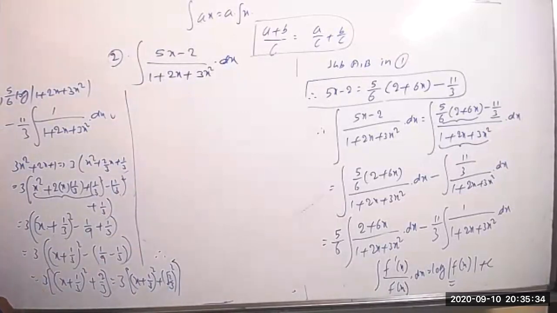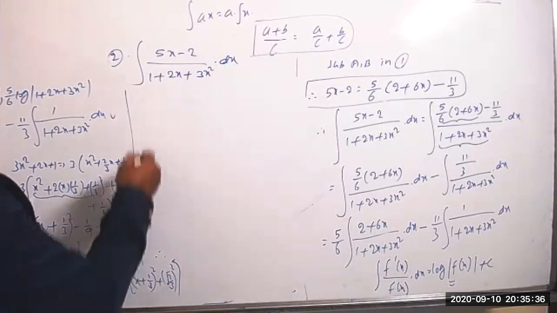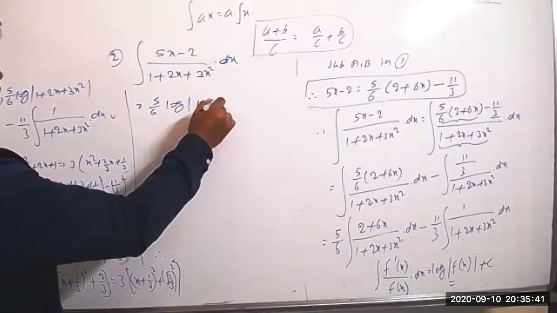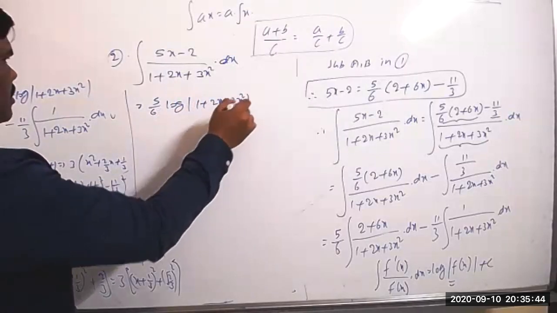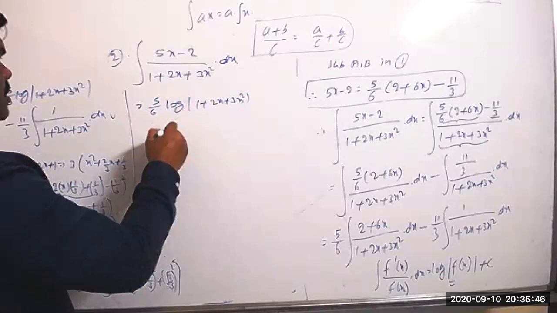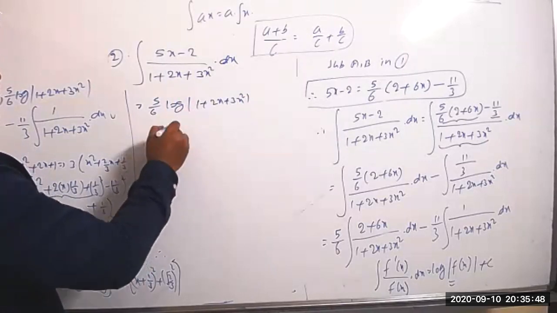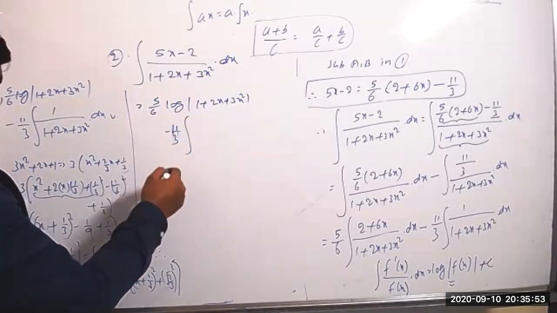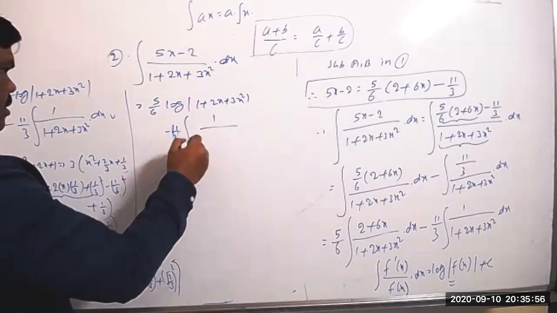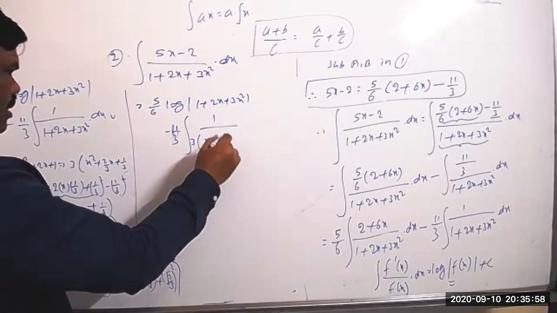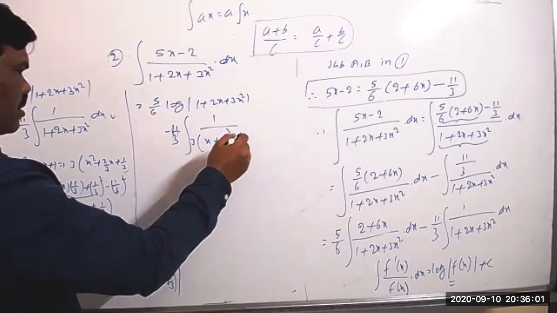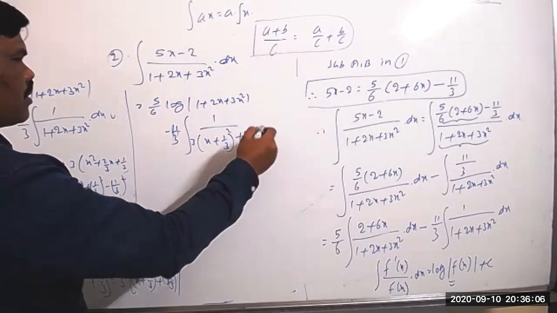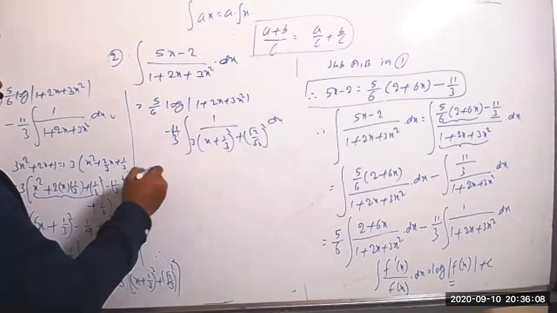Yes. You will substitute in there now. So 5 by 6 into log modulus of 1 plus 2x plus 3x square, minus 11 by 3 into the integration of that. You can write 1 by 3 into (x plus 1 by 3) whole square plus (root 2 by root 3) whole square into dx. The 3 goes to the right side, outside, now.